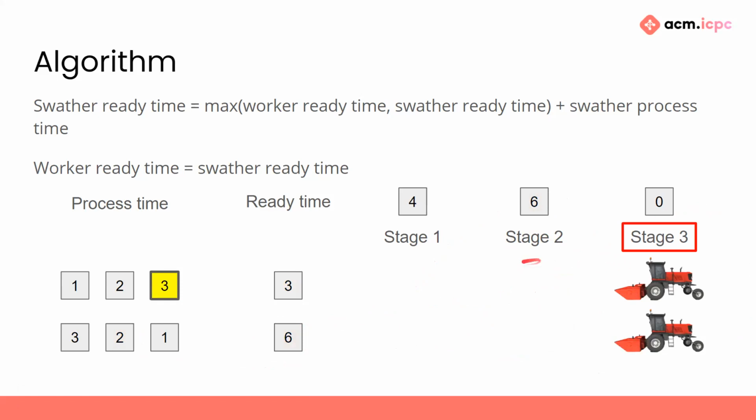It's the same thing. The swatter's ready at time 3, the worker's ready at time 0. So we take the max of the two, which is 3. We add it to the process time, which gives us 6.